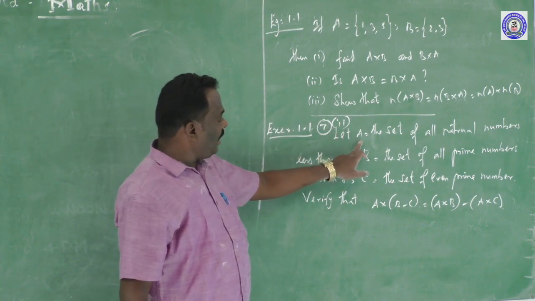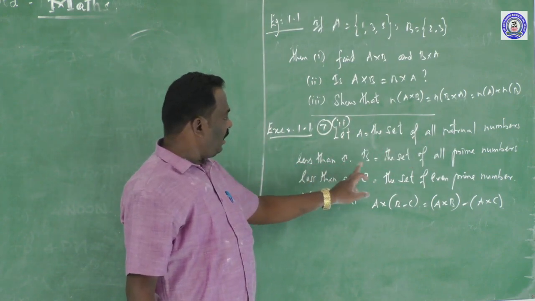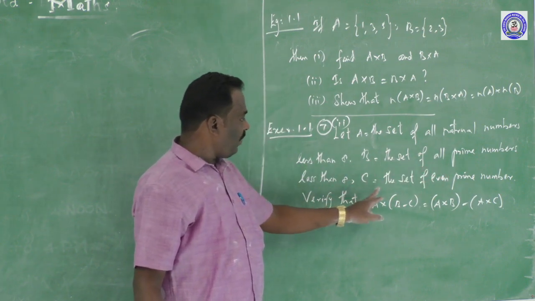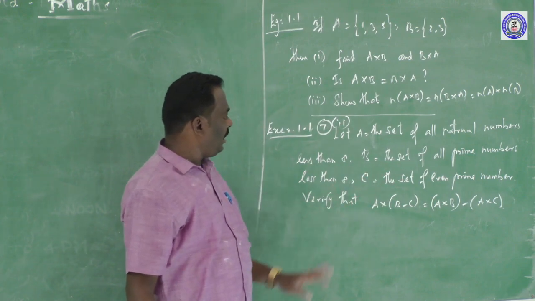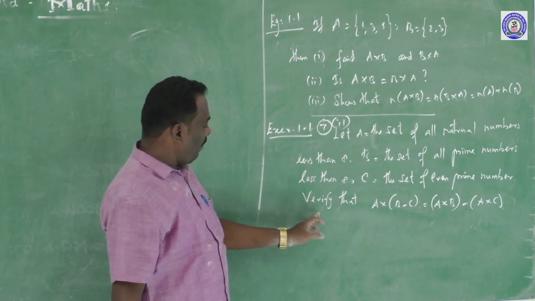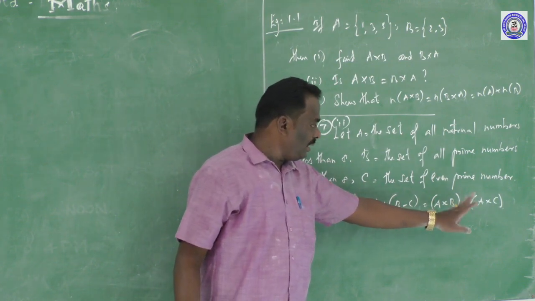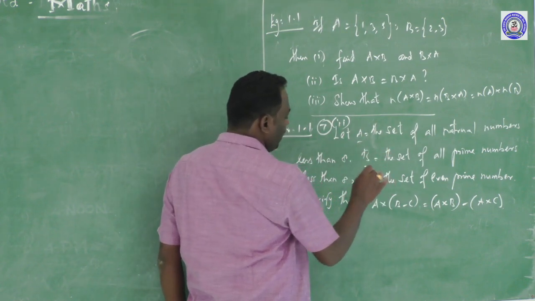Let A be the set of all natural numbers less than 8. Then B is the set of all prime numbers less than 8. C is the set of all even prime numbers. Verify A cross (B minus C) equals A cross B minus A cross C. First of all we find the sets A, B, and C.